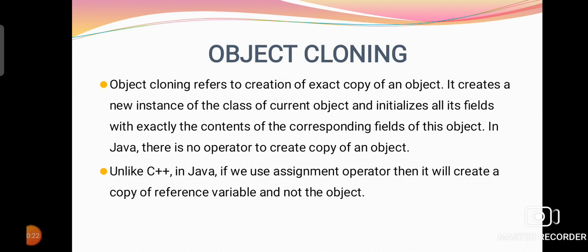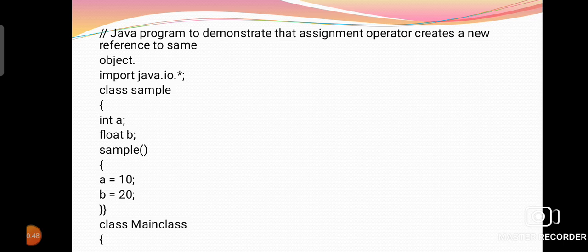Object cloning is a process of creation of an exact copy of an object. It creates a new instance of the class of the current object and initializes all the fields of the old object with exactly the same content of the old object in the new object. And we have an option to perform object cloning with the help of the assignment operator. This is an example program demonstrating the use of the assignment operator while performing object cloning.